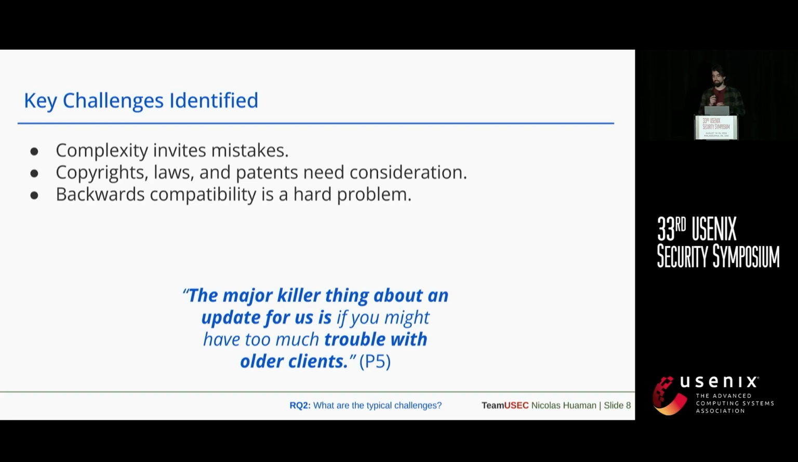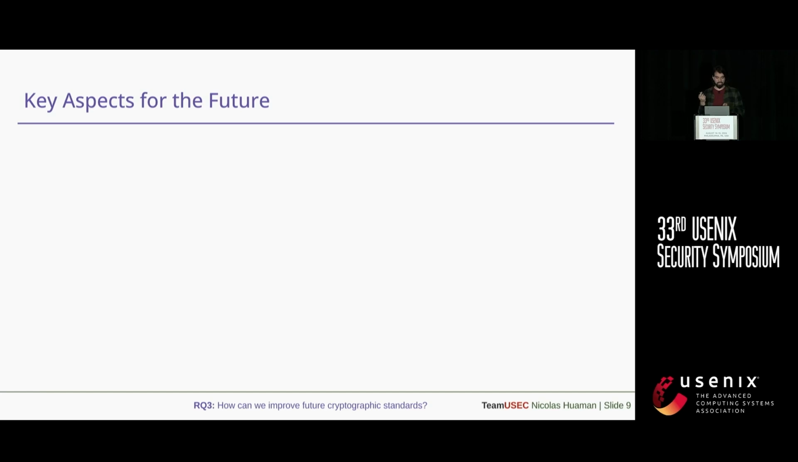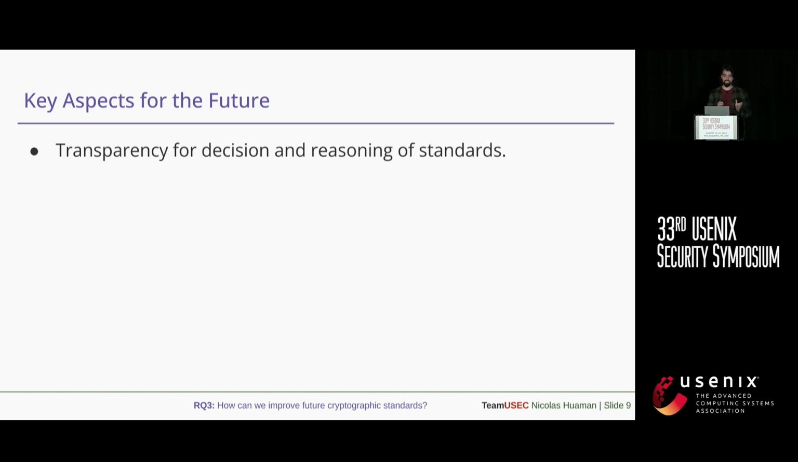With these challenges roughly covered, let's talk about the key aspects for the future of standards. So one thing all participants, or the majority of participants, mentioned is that transparency in decision-making and reasoning for standards is something they desire for the future of all standards. So the IETF and the NIST have actually been working on improving their transparency for their standardization processes. But for both organizations, we actually got feedback that when looked at in detail, not everything is perfect. You can find more on that in the paper as well.